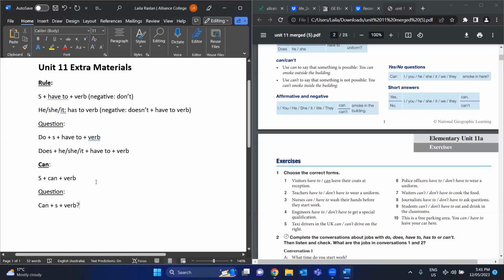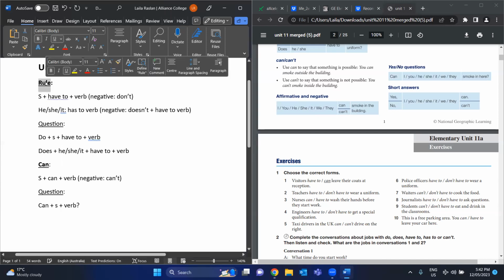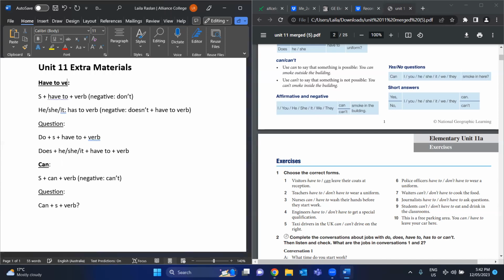So the negative is can't for all subjects. I can't, he can't, she can't, they can't, we can't. Negatives can. Okay, so we can see we've got have to verb, and can verb. And later we're going to learn about should verb. Should is very similar to have to.